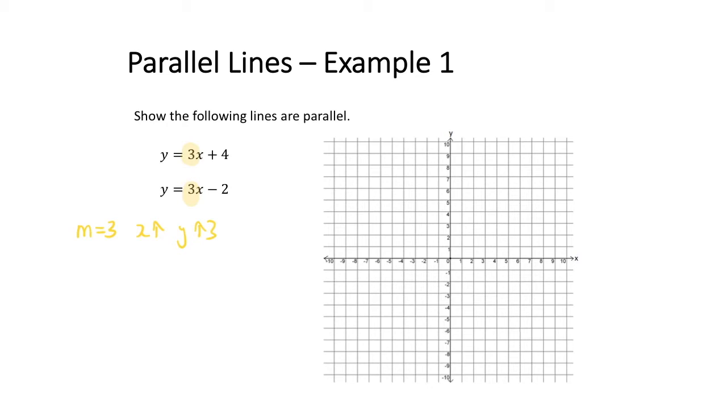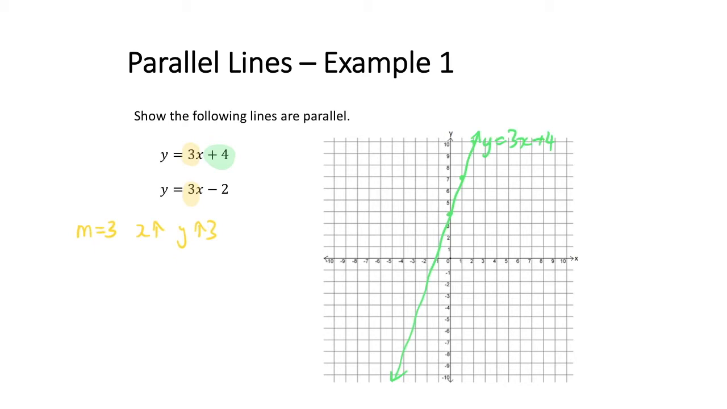If we have a look at graphing our first line, y equals 3x plus 4, we can see that the y-intercept is going to be 4. Starting at 4 on my y-axis, going over 1 and up 3, over 1 and up 3, and then drawing a line through those points. That is going to be my y equals 3x plus 4 line.